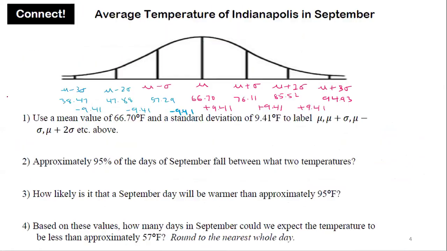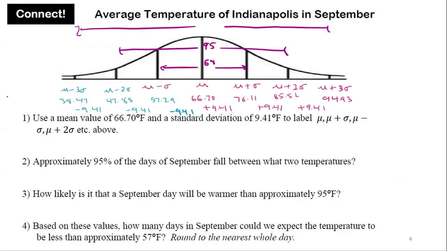So that means from here to here is 68% of your data. From here to here is 95%. And then from the last one all the way here is 99.7%. So a lot of the questions are going to probably derive from these three areas, so I just label them automatically.